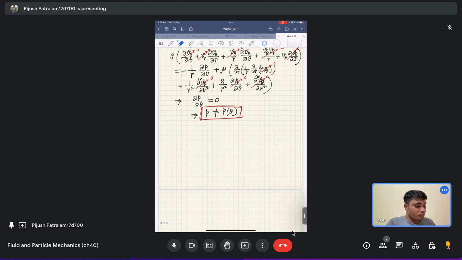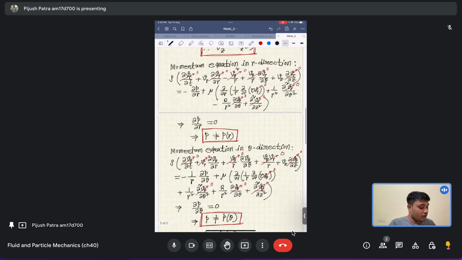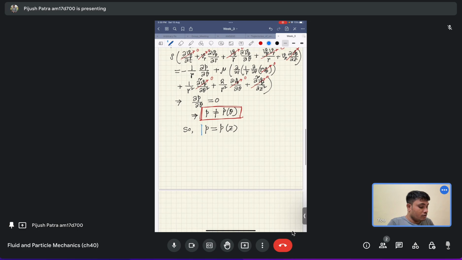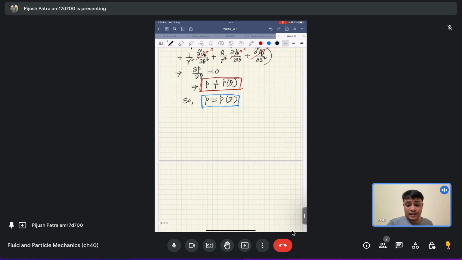So what I conclude from here, so p is a function of r. Sorry, I am extremely sorry. p is not a function of r, p is not a function of theta, so p is a function of z only. This is very important. That means the pressure is a function of z only. Now let us write down the momentum equation in z direction.